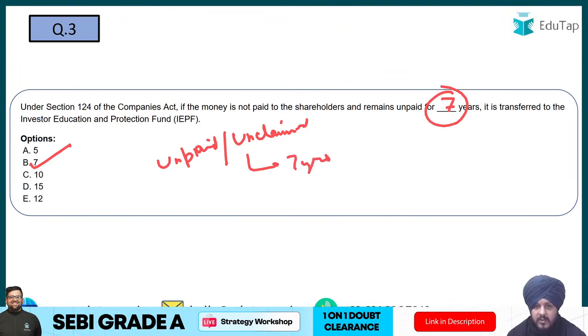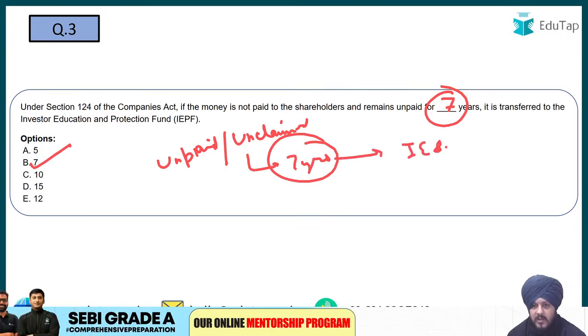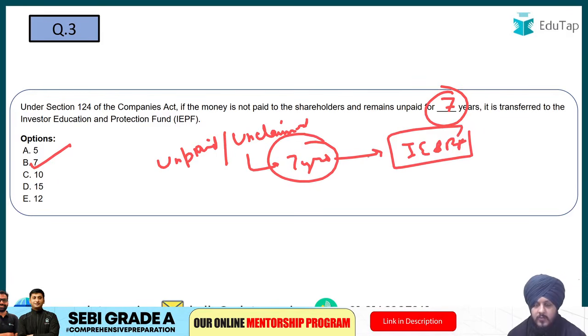7 consecutive years, then it must be transferred to the Investor Education and Protection Fund, right? So this is something that you need to know.